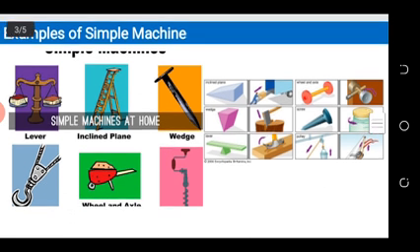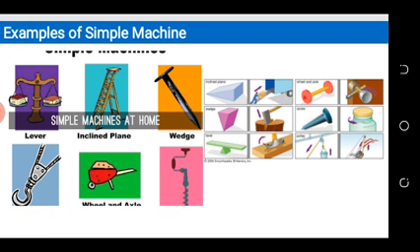Now, these are examples of simple machines. I've itemized one or two of them. We see some of these things at home. Now, you would see the picture of a wheelbarrow. You are seeing it on your screen.